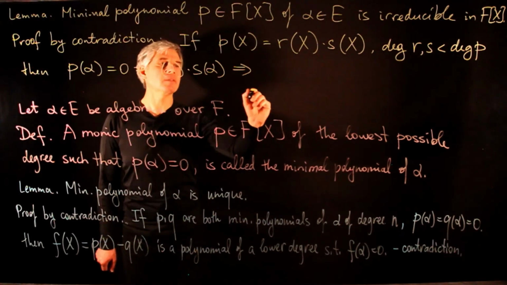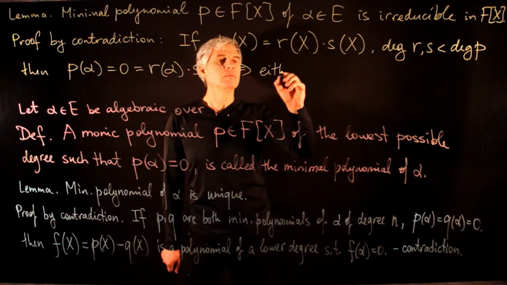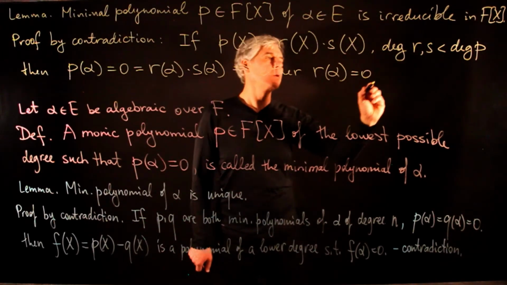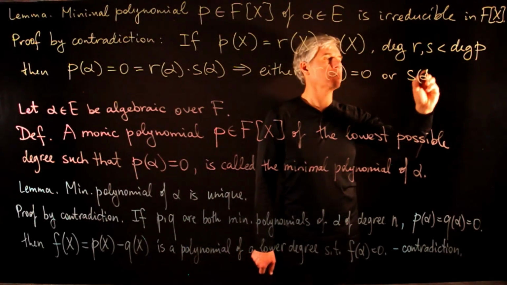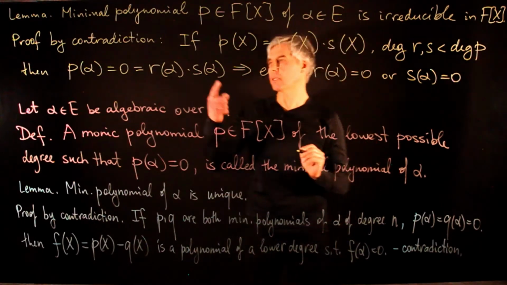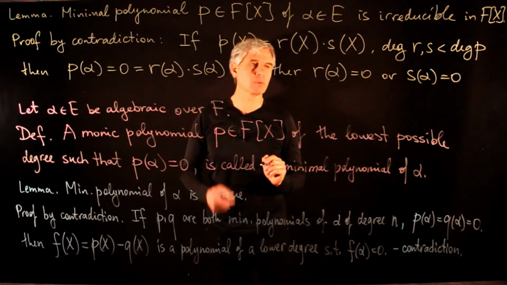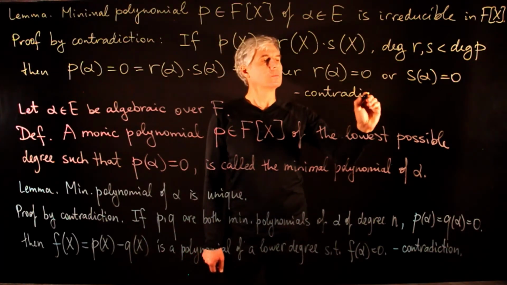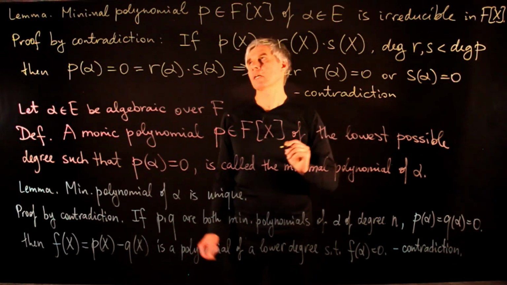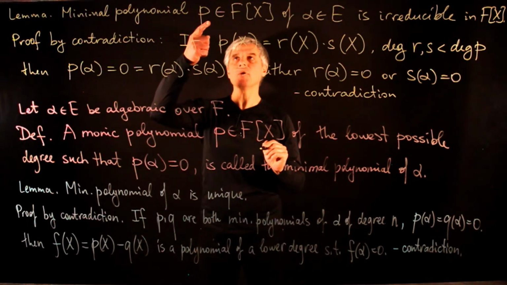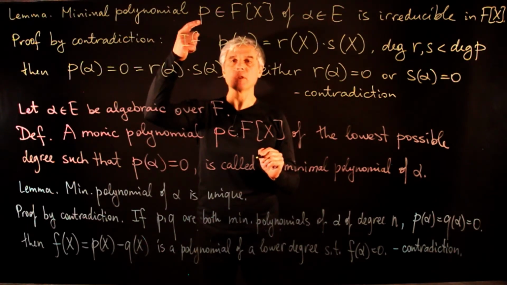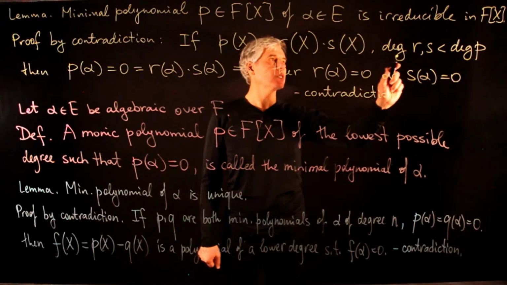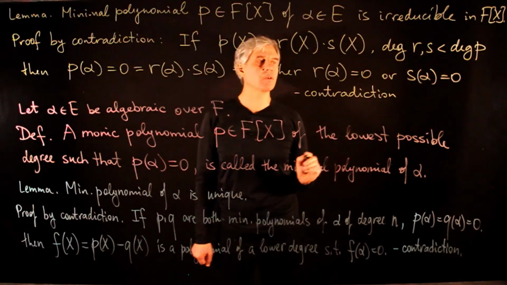And from here we get that either r of alpha is equal to 0 or s of alpha is equal to 0, since the field cannot have divisors of 0. And this gives us a contradiction, because by definition of the minimal polynomial, p was a polynomial of the lowest possible degree that has alpha as a root, and degrees of r and s are lower than the degree of p.